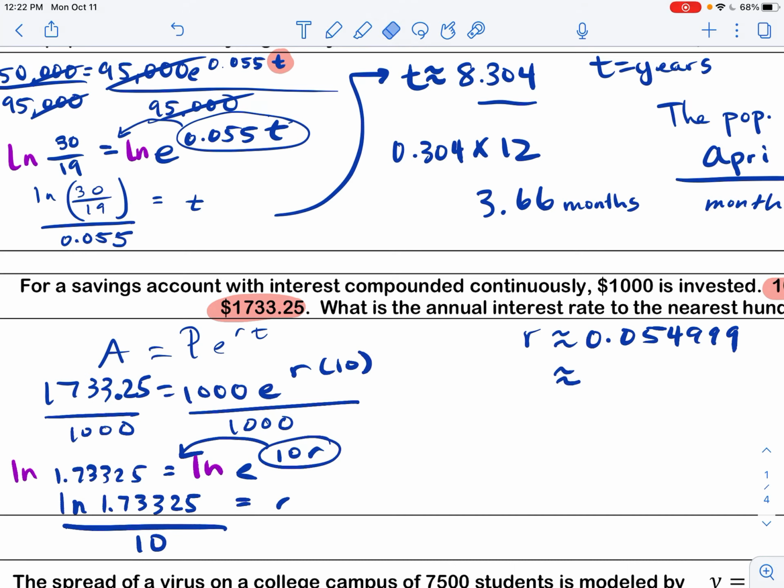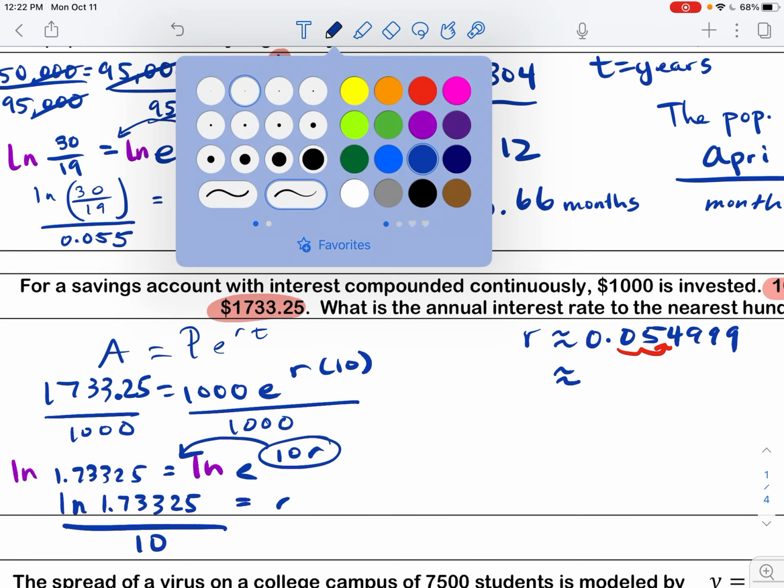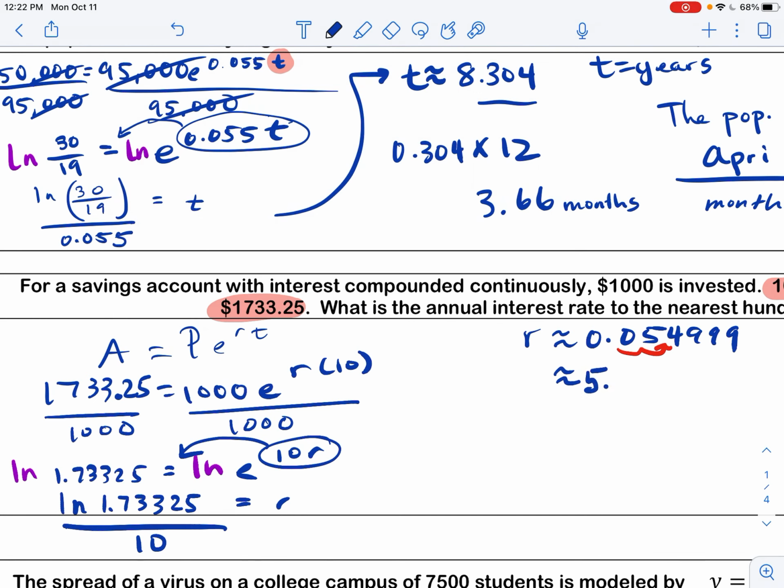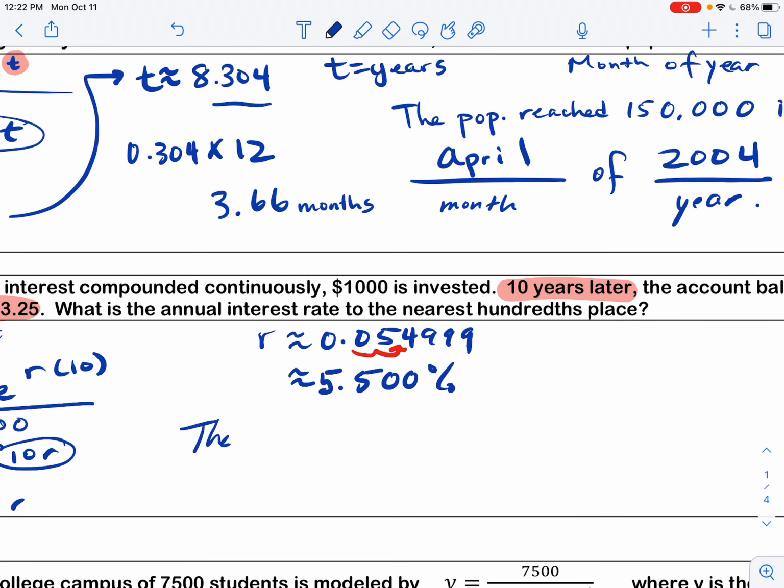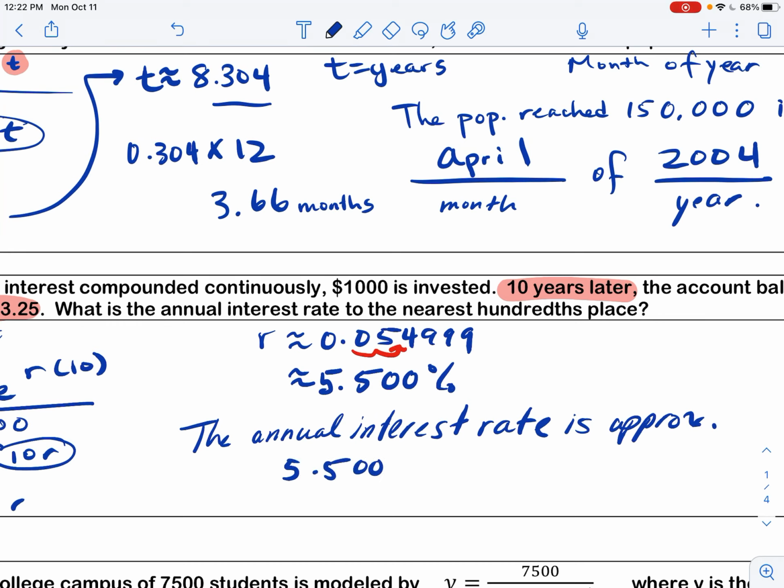Well, we'll actually use this because if we're writing r as a percent, we want to move this over, so we would say 5.4999. Let's round that there. So if we write our answer as a sentence, the annual interest rate is approximately 5.500. What's that, hundredths place? So I guess I can just write there 5.50%. There's our annual interest rate.